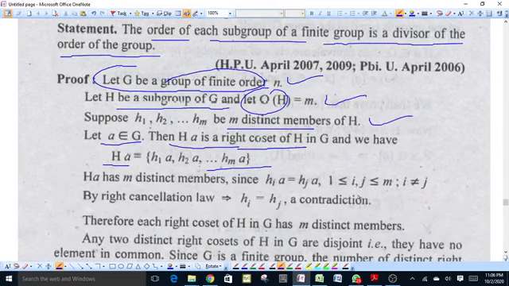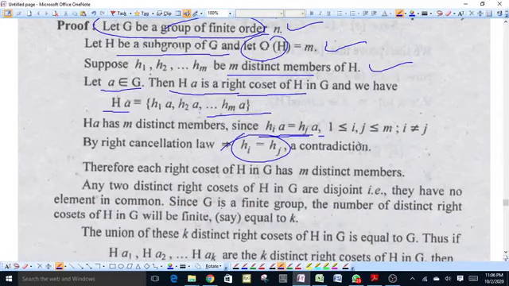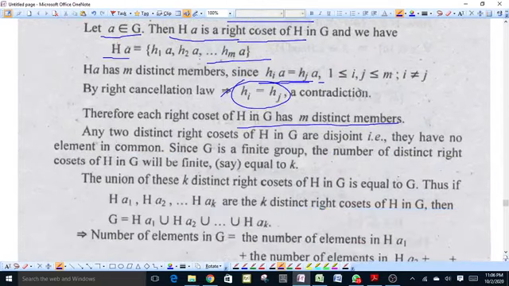Now we prove that Ha has m distinct elements. Suppose that any two elements hia is equal to hja. From the right cancellation law, hi will be equal to hj. This is a contradiction because we have assumed that h1, h2, ..., hm are distinct elements. Therefore, each right coset of H in G has m distinct members.